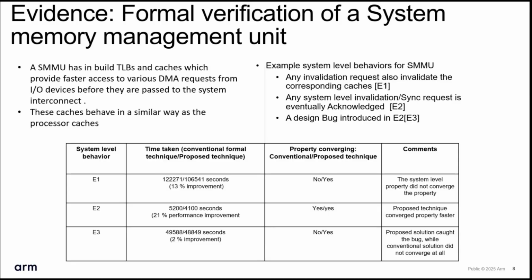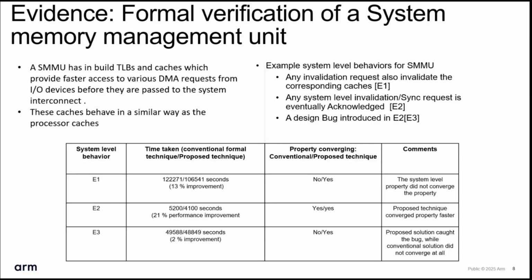We have taken three properties here in this table, which relate to the invalidation requests. The first one is that any invalidation request which comes in also invalidates the corresponding caches. With regard to invalidation of the caches, this property means that we are dealing with the invalidation of the translation caches. Now, in SMMU, we have two kinds of translation caches. One is the configuration cache, and the second is the address translation cache, which relate to two different blocks in a translation unit of the SMMU.